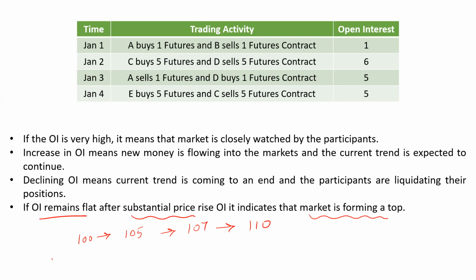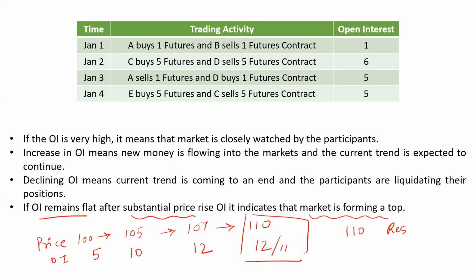So over here, this was the price. Let's talk about open interest. Open interest here is 5, then open interest became 10, open interest became 12, and then let us say it has come down to 11. So if the price is going up, but the open interest is not changing, or is reducing, or remains flat, then we say that the market is forming a top. 110 might be some kind of resistance for the near future.